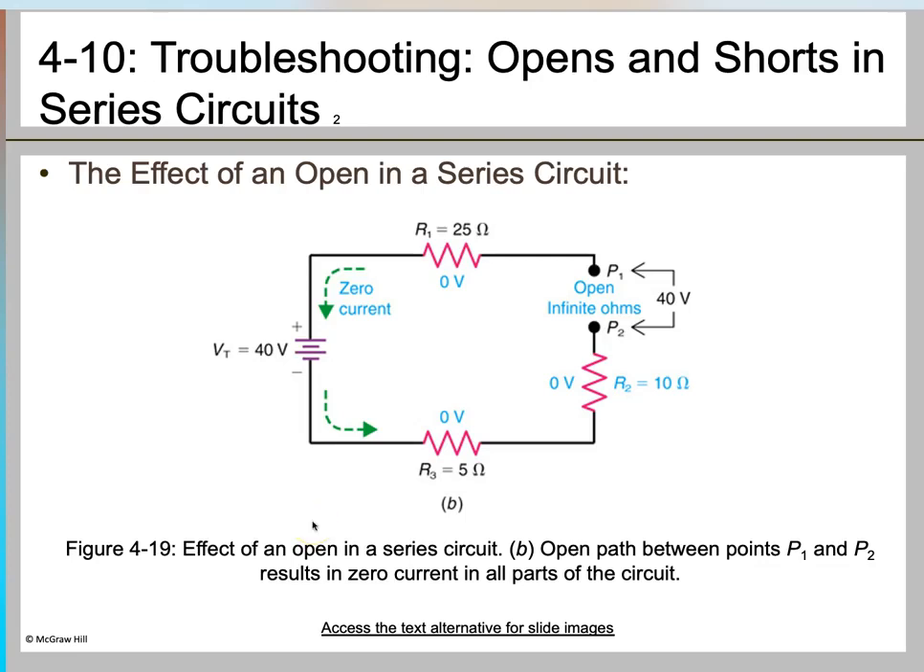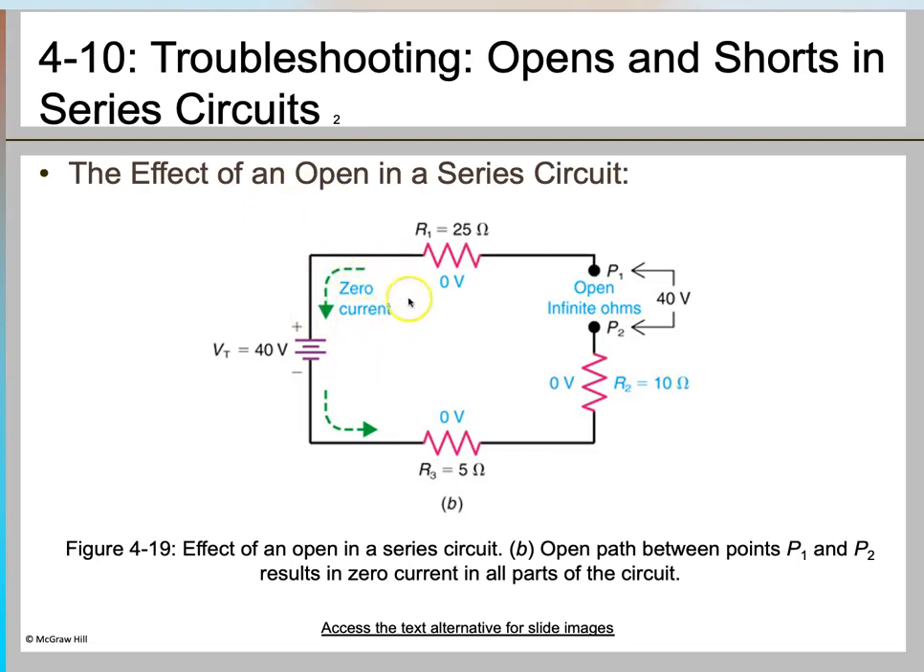Now we are going to see the effect of an open in a series circuit with multiple resistances. As you can see, we have three resistances connected in this circuit, where VT is the supply voltage of 40 volts. R1 is 25 ohms, R2 is 10 ohms, and R3 is 5 ohms. And you see here that there is an open circuit condition. If you see an open circuit condition in a series circuit, the first thing you should know is that the current is going to be zero in the circuit. So that's what you see here.